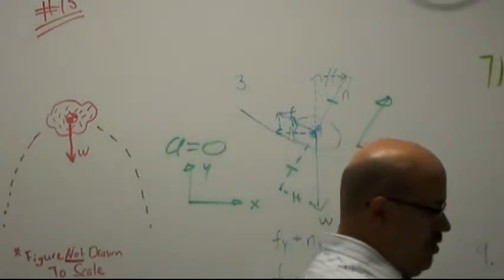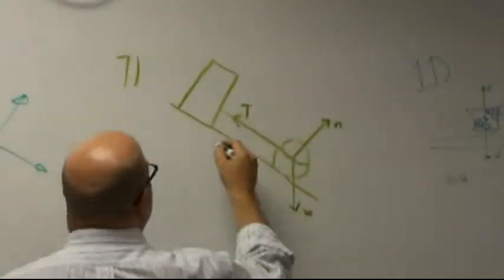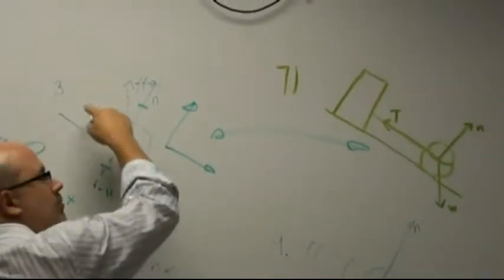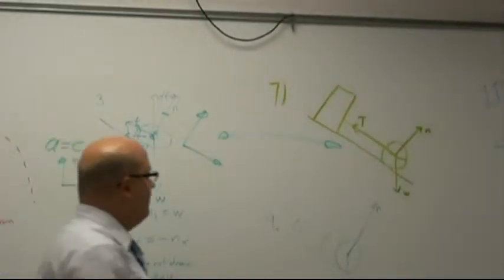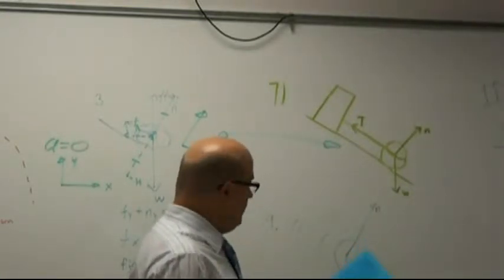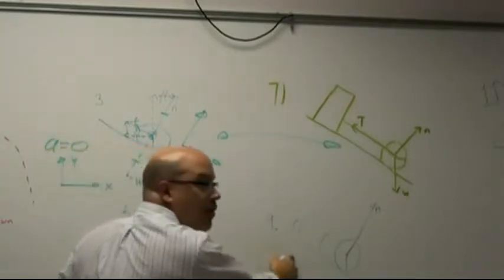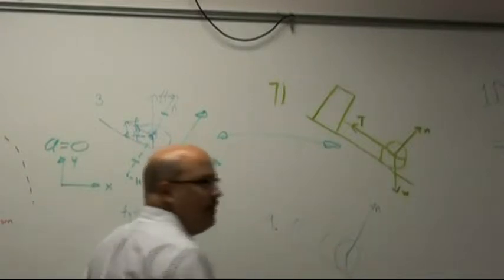All right, number 7. Rock tied to string on incline. That and that are exactly the same. The only difference is that instead of friction holding this one back, it's tension holding this one back. So they're both exactly the same. Number 9 is rock sliding down frictionless incline. So number 3 and number 9 are all the same except friction disappears. So therefore, this one's going to accelerate.